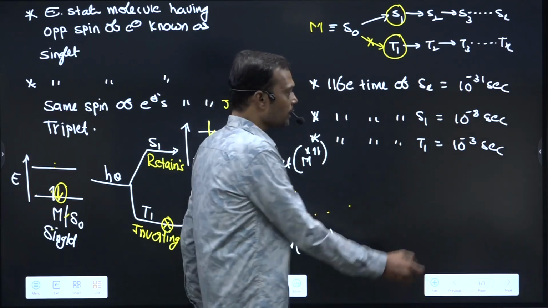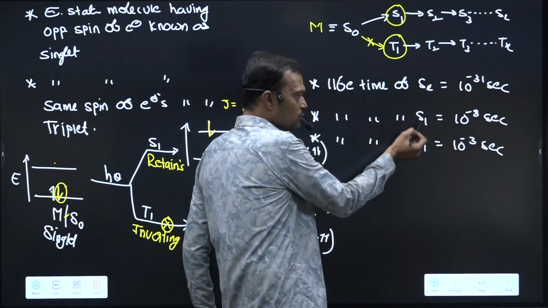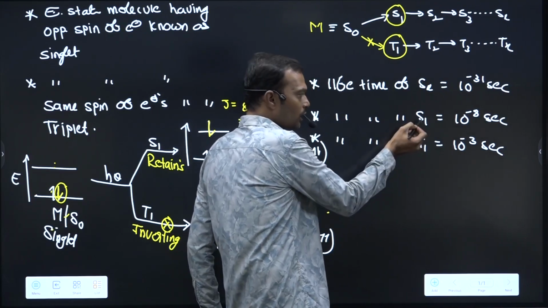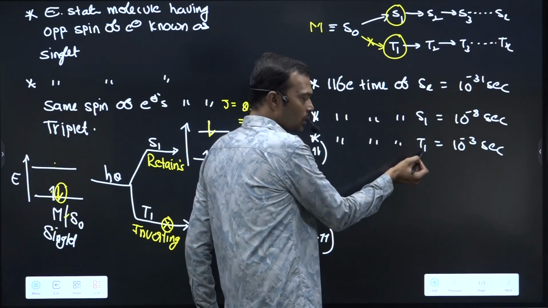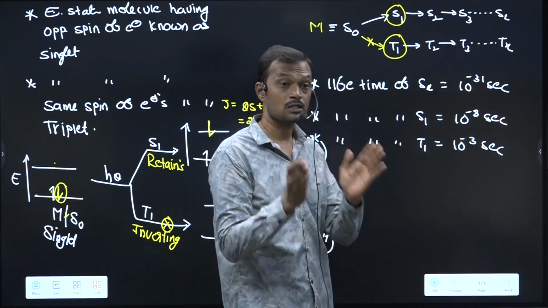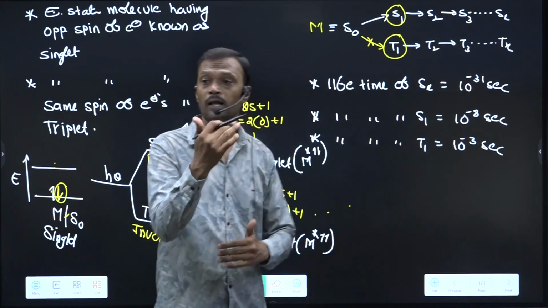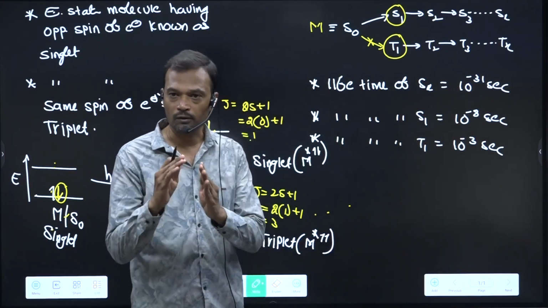Okay, be prepared. Our target is S1 and T1. Between S1 and T1, S1 has a shorter lifetime, T1 has a longer lifetime. As lifetime increases, there is sufficient time for the reactant to participate in the chemical reaction. So they will give a proper yield.